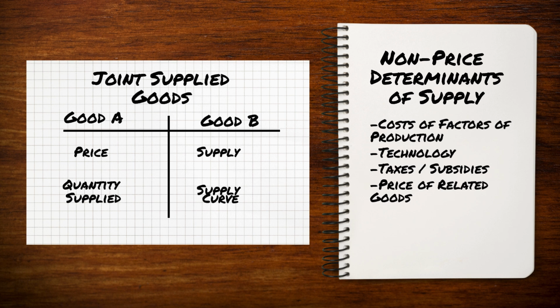So let's say we have two joint supply goods, good A and good B. If the price of good A increases, then the supply of good B will increase due to the increase in the quantity supplied of good A as the firms chase the higher prices. And if the price of good A decreases, firms will reduce production of good A, and so then you won't get as much good B either, meaning a decrease in supply of good B.